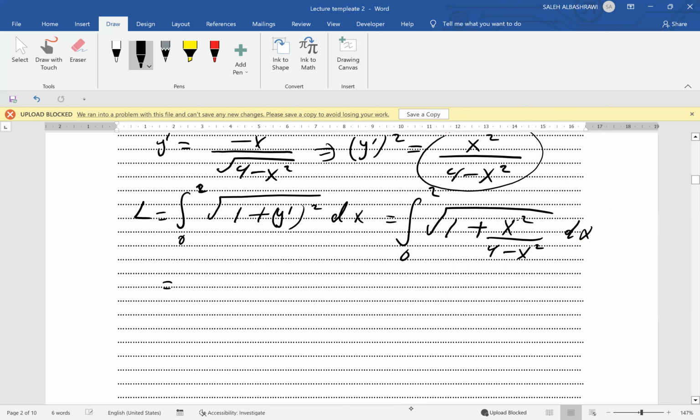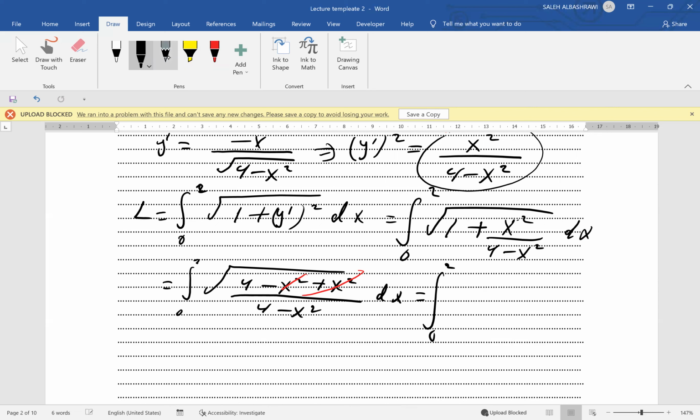Combine the fractions by finding the common denominator. I will have 4 minus x squared plus x squared, divided by 4 minus x squared, dx. This will cancel. The square root of 4 will give me 2. So it is from 0 to 2 of 2 divided by the square root of 4 minus x squared dx.